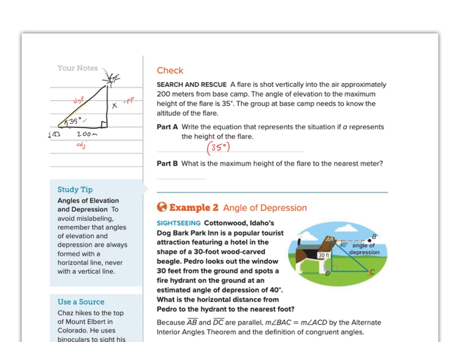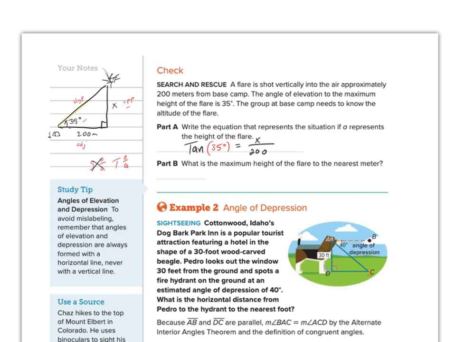So if I'm trying to figure out the opposite side, I could use either sine or tangent. And in this case, I don't know what the hypotenuse is. So it wouldn't do me any good to use sine because I don't know the opposite or the hypotenuse. So that's why I would eliminate using that one. But I do know that the tangent of 35 degrees should be equal to the opposite side over the adjacent side, which I know is 200.